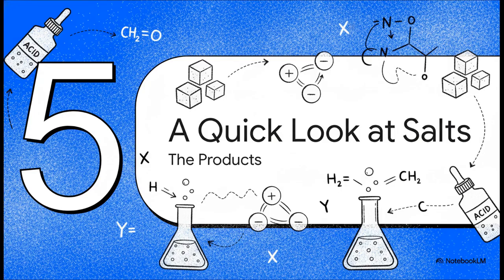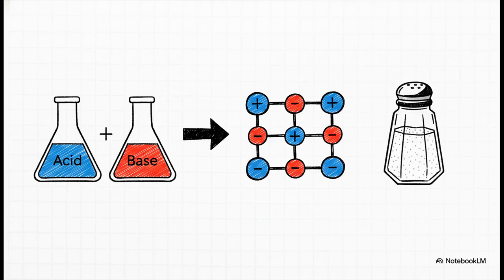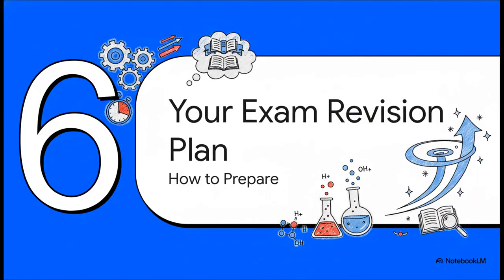Now, throughout this discussion, we've been using the word salt. We said acid plus metal gives salt and hydrogen, acid plus base gives salt and water. So, let's take a moment to properly define what exactly we mean by a salt in chemistry. In simple terms, a salt is an ionic compound that is formed from a neutralization reaction. It's what you get when the H+ from the acid combines with the OH- from the base to form water, and the remaining ions join together. Of course, the most famous example of a salt is sodium chloride, NaCl, which is the common salt we use in our food.